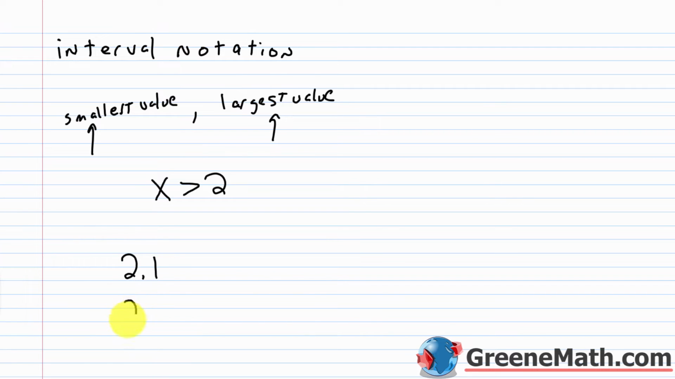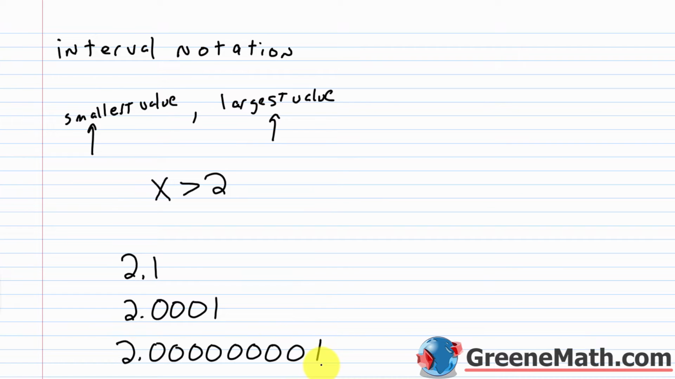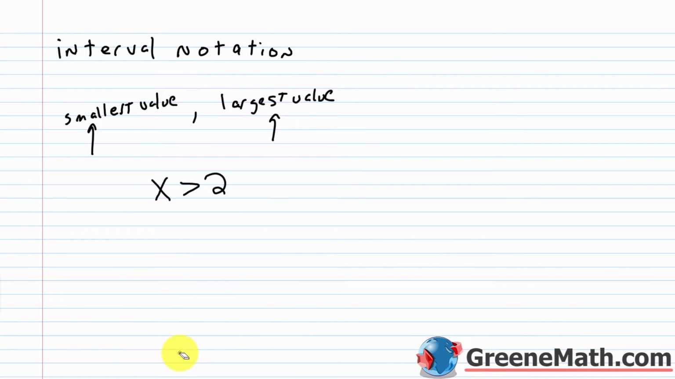And then you could get smaller. You could say, okay, well, 2.00001. You could get smaller and say 2.00000000001. And you can keep doing that forever and ever and ever. So because you can't possibly list the smallest value that is larger than 2, you're just going to put 2 there. And you're going to place a parenthesis to the left of that to say that the 2 is not included. So it's not included in the solution.